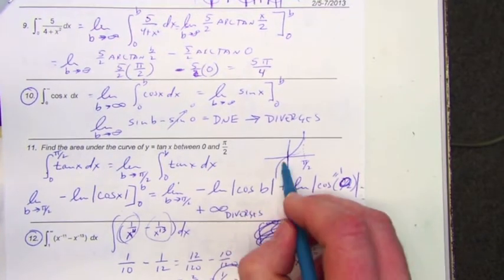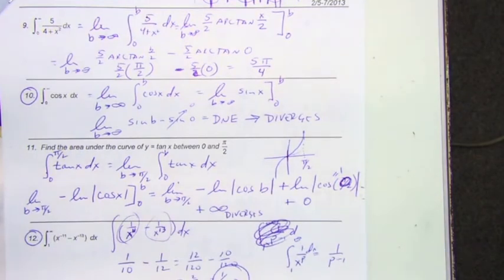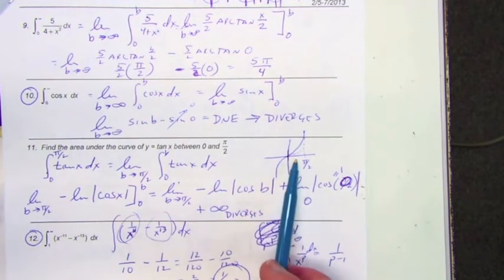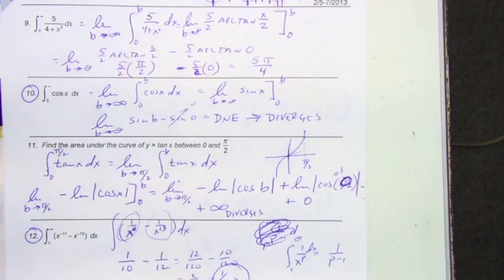So I want you to think about it. Whenever we've approached a vertical asymptote, what does the area seem to be? Infinite, right? Seems to be infinite, okay? But as we approach a horizontal asymptote, it might be what? Finite or infinite. Could be either one.